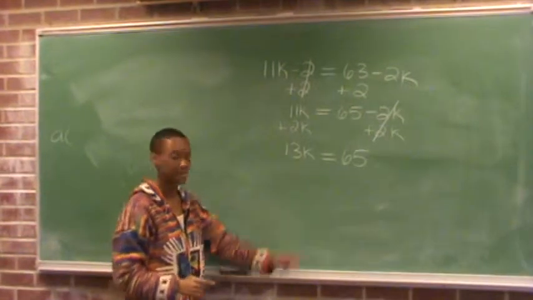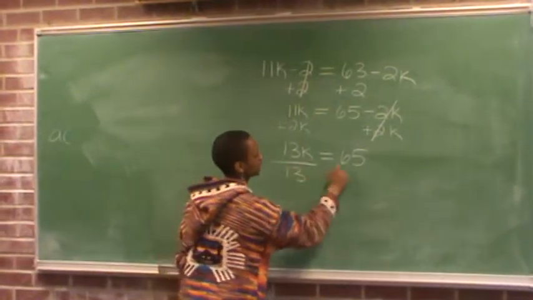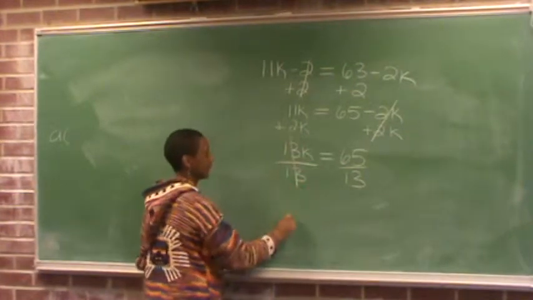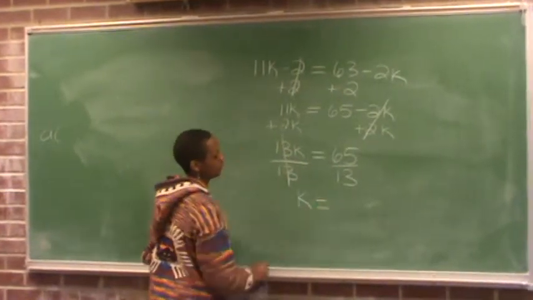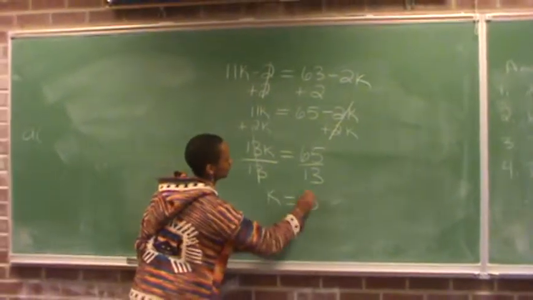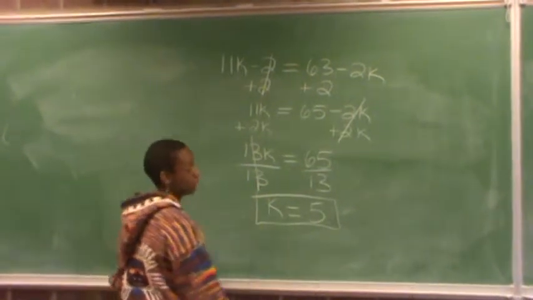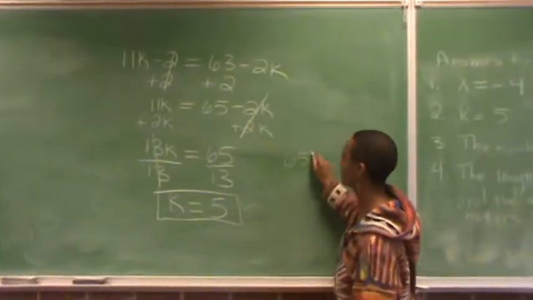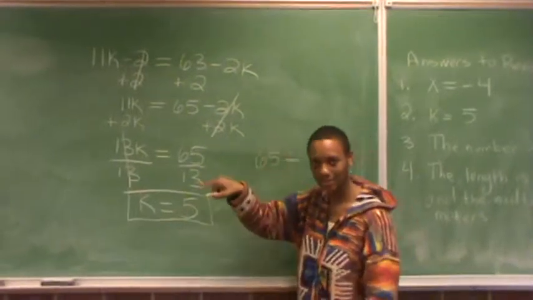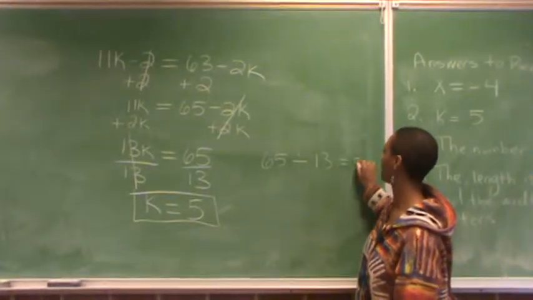I need to get k by itself. Since 13 is multiplied by k, I divide both sides by 13 to get rid of it. These cancel, and I end up with k equals 65 divided by 13, which is 5. If you're doing this division on your calculator, you're going to punch in 65, and then the divided by symbol, 13. And you should get 5.